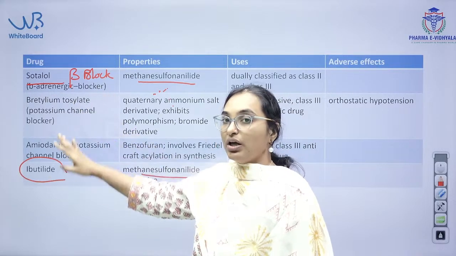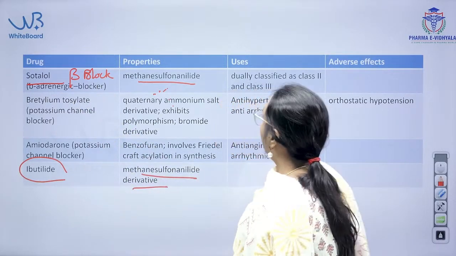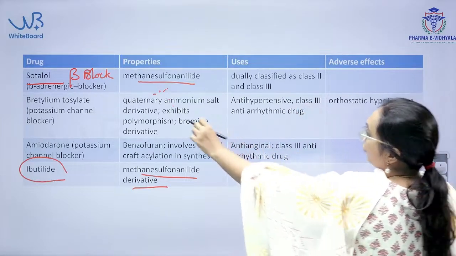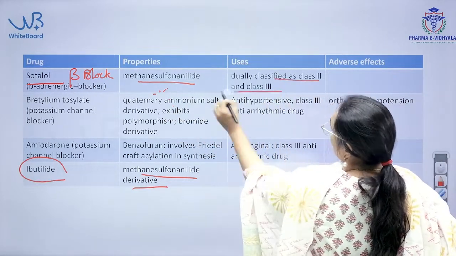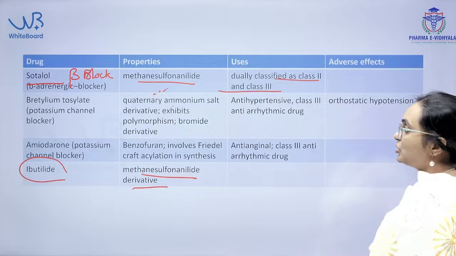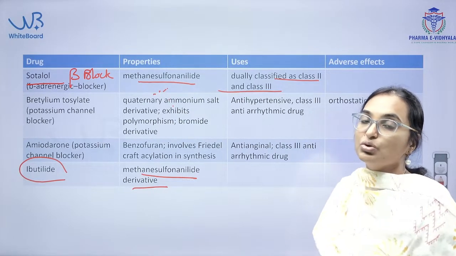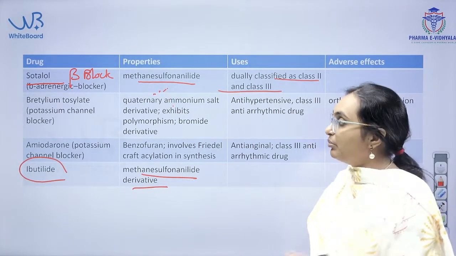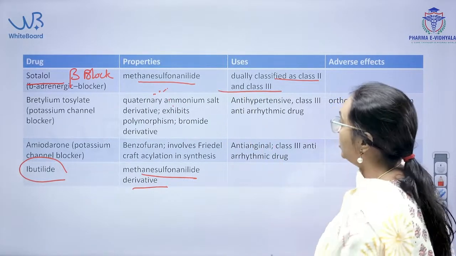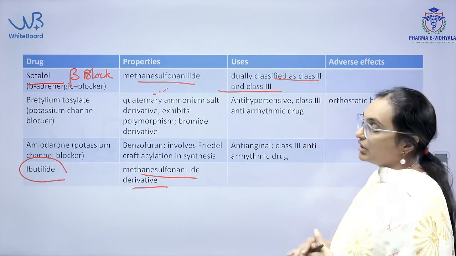One is a beta blocker, one is a potassium channel blocker. Next, which of the following drugs is considered a dual class 2 and class 3 inhibitor? A dual class 2 and class 3 antiarrhythmic drug example is sotalol. Sotalol is a dual class 2 and class 3 antiarrhythmic drug.